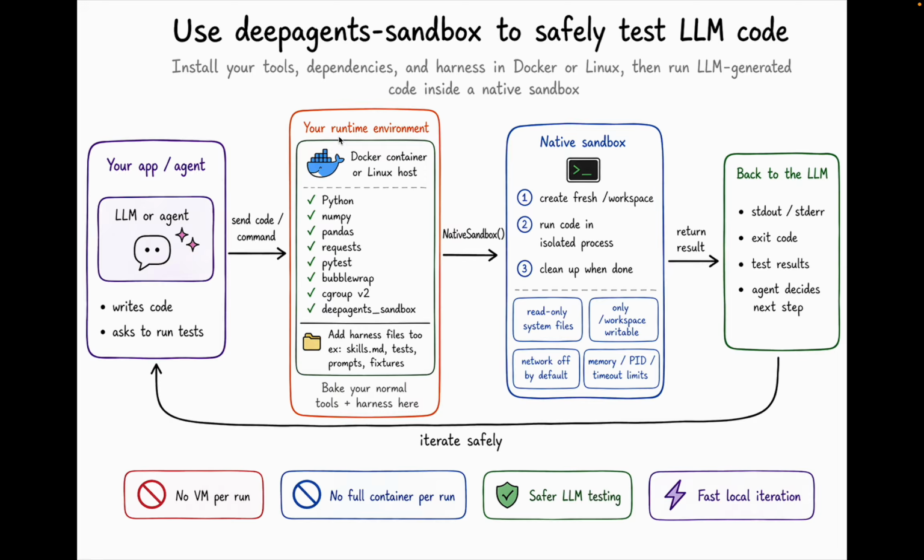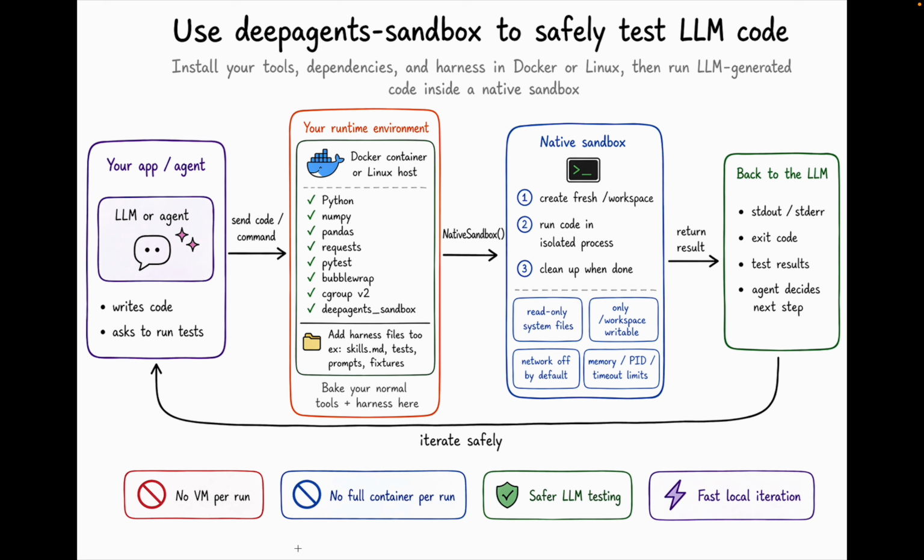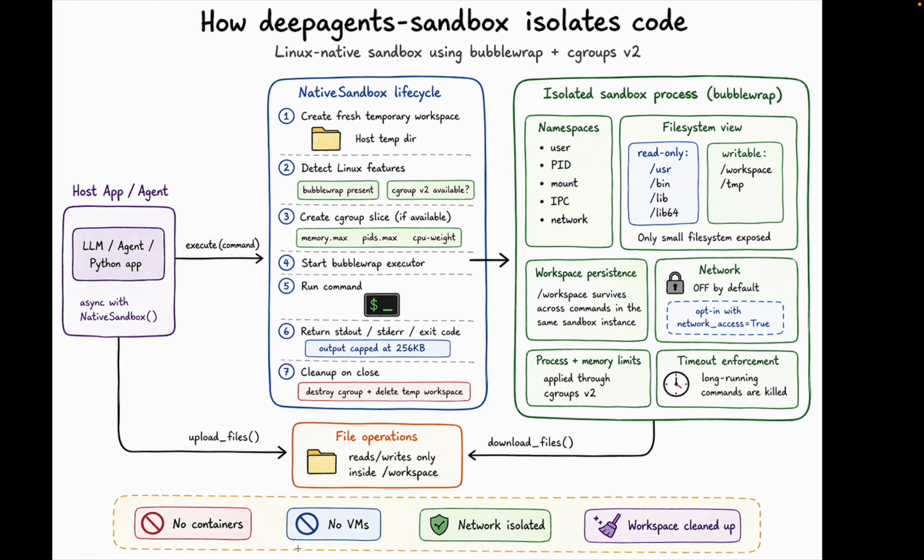So in deepagents you can use a third party for doing so, but with deepagents-sandbox you can actually create a native sandbox environment. It will create a directory or a repo named workspace, which will be isolated, and after it's done it will be automatically deleted. So how exactly does it work?